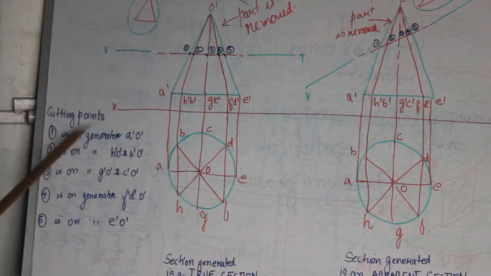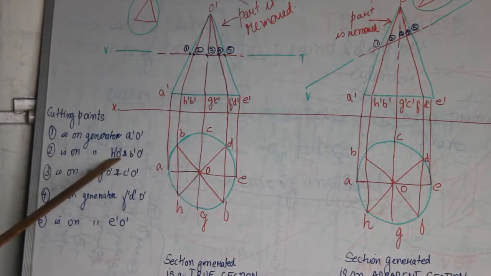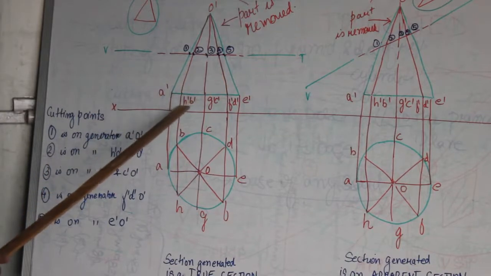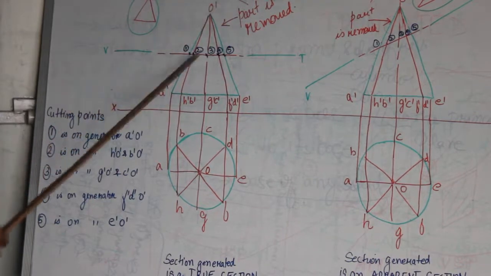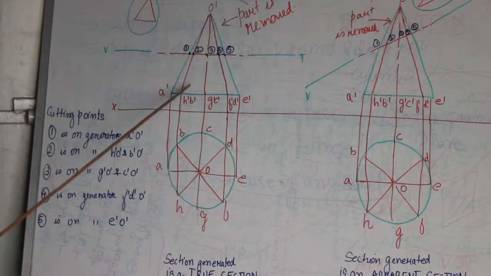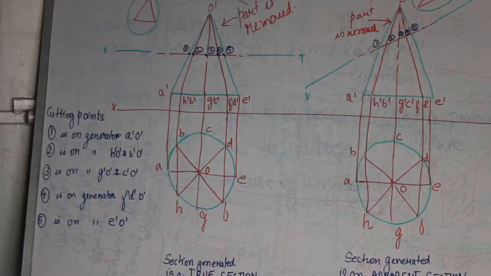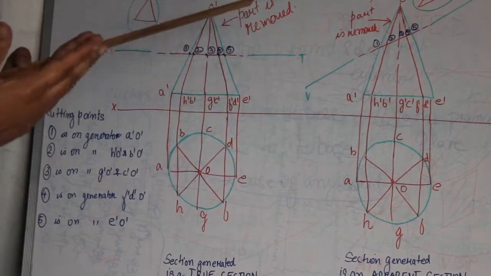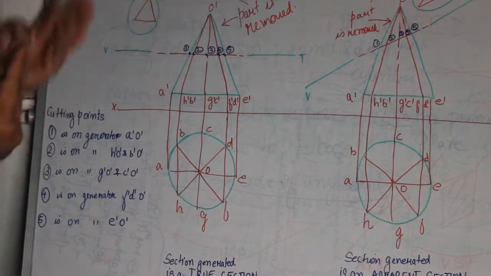So the second circled cutting point is on the generators H dash O dash and B dash O dash. You can see it very clearly that I have marked here H dash, B dash, O dash. O dash is the apex of the cone. So the second cutting point is on H dash O dash and B dash O dash, because two generators would be in the same plane. One generator H dash O dash, and behind it the other generator will be B dash O dash.